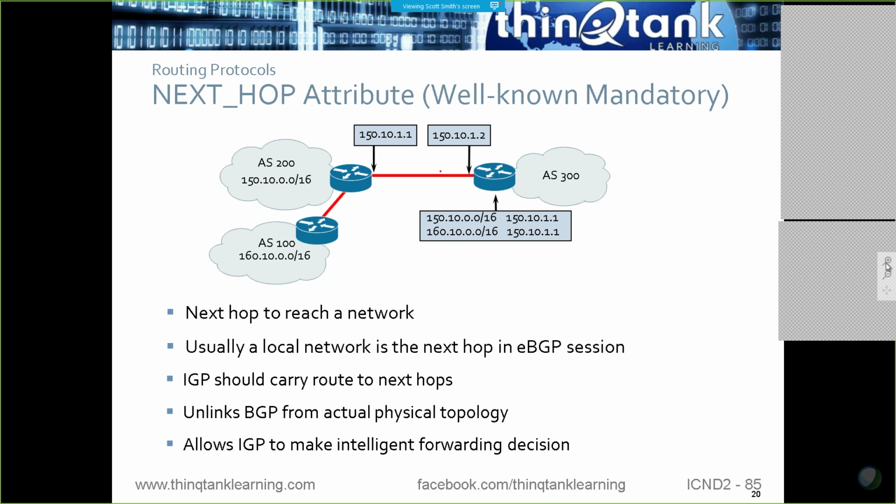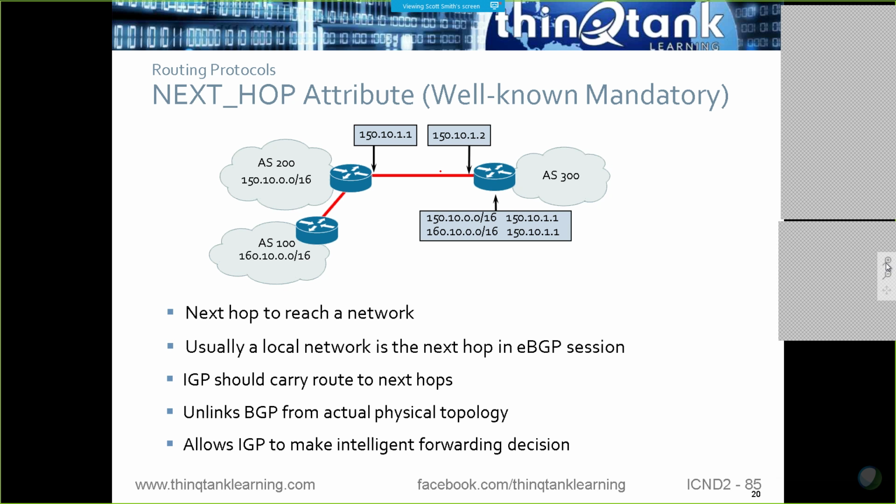It says it's usually a local network in an eBGP session. Now, we don't know what an eBGP session is yet. We're going to look at that in the next couple of slides. Well, I guess I can kind of tell you what it is. eBGP sessions are sessions between routers that are in different autonomous systems. AS300, AS200, those two routers are eBGP peers because they're peering in different autonomous systems.